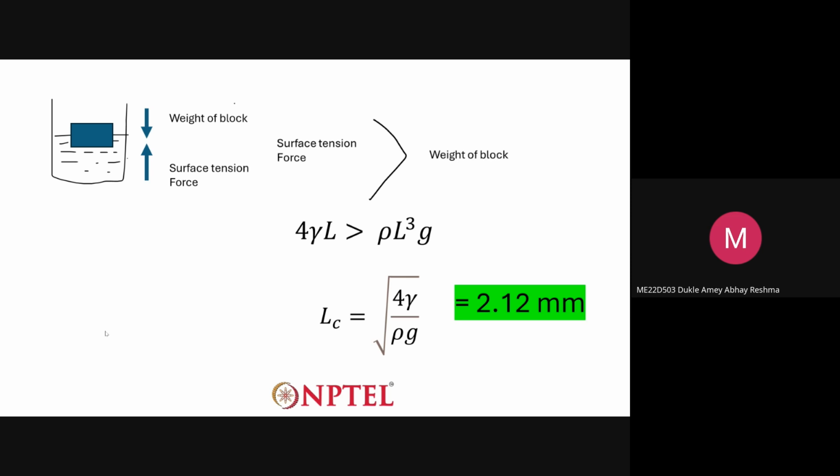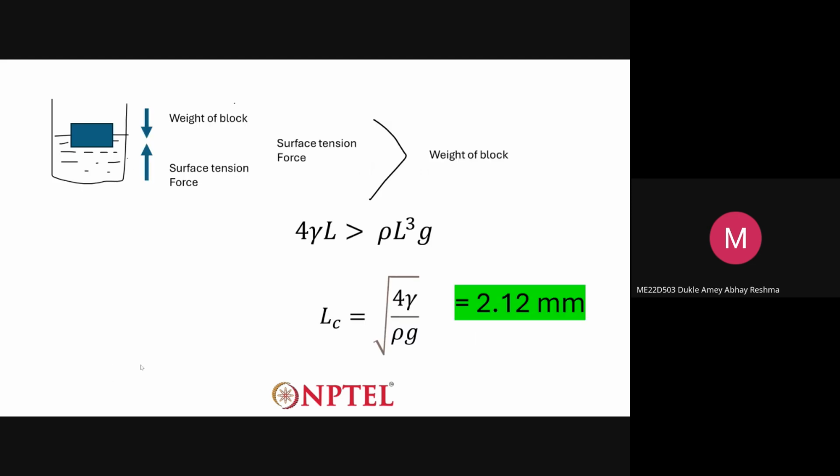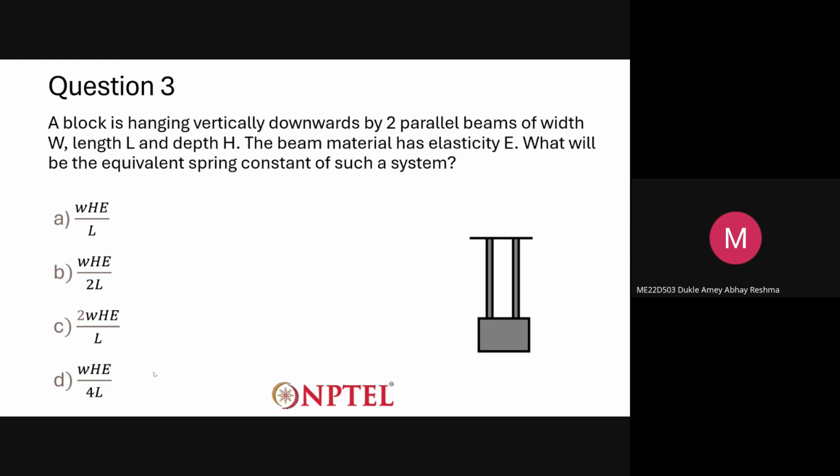So for surface tension, it is 4 gamma L, and for weight, obviously it's mass into gravity. So that is density into volume into gravity, what you're doing basically. And when you substitute all the parameters, you get the answer as 2.12.